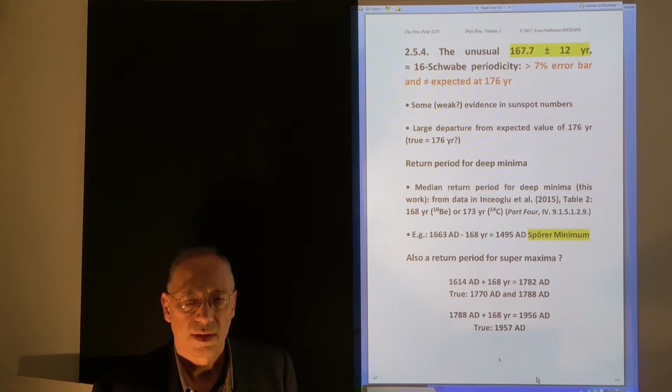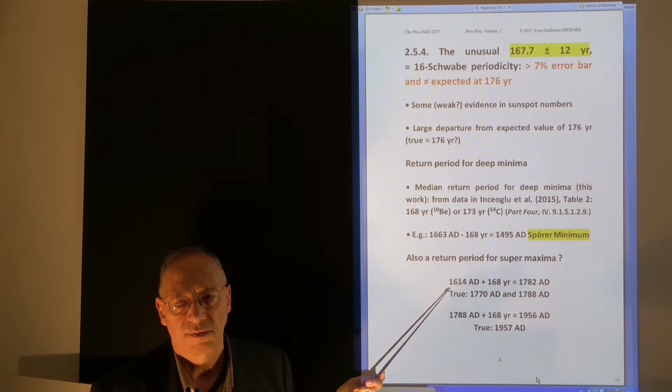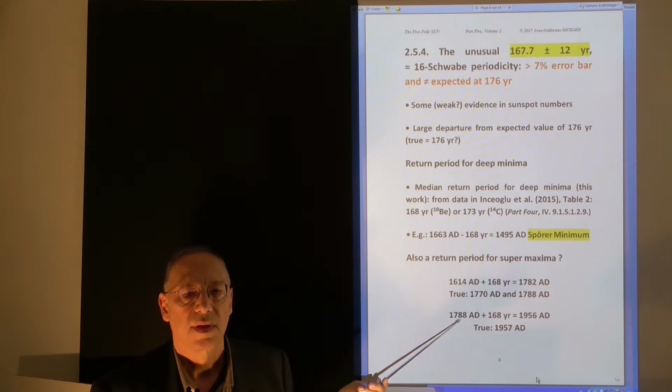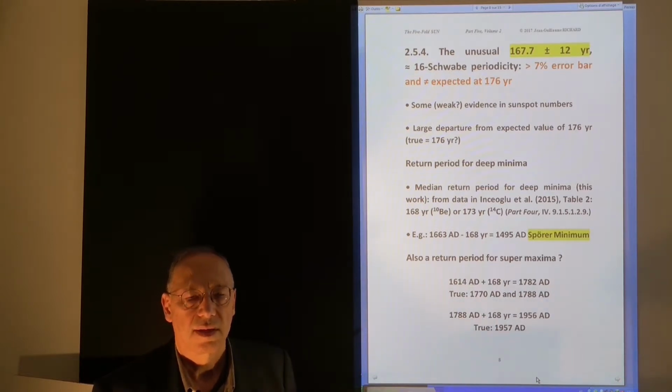You see the examples here of adding the high maximum of 1614 AD to this period and arriving at the high maxima at the end of the 18th century. And from this end of the 18th century, the high maximum at the last epoch of an 8 Schwabe cycle pulsation plus this length, we arrive exactly at the historical highest maximum, which was in 1957.